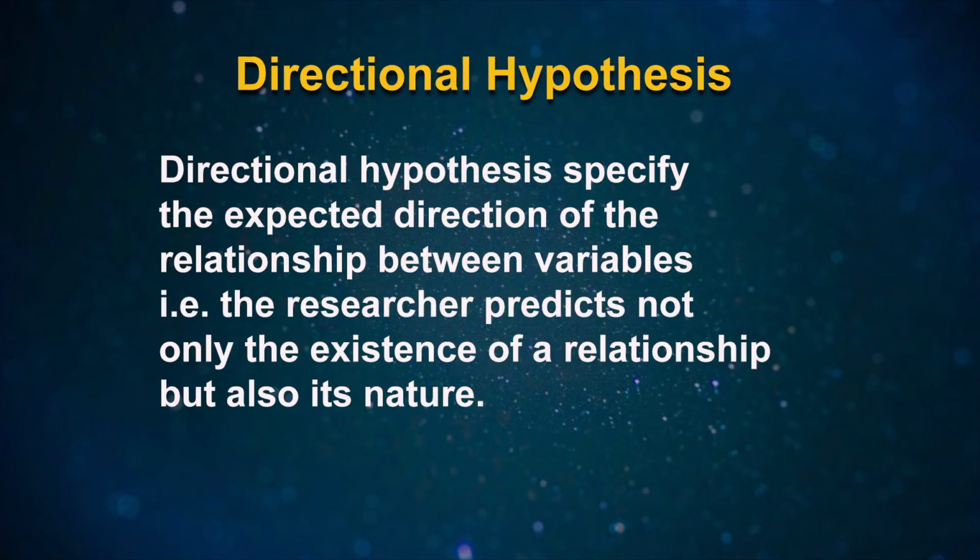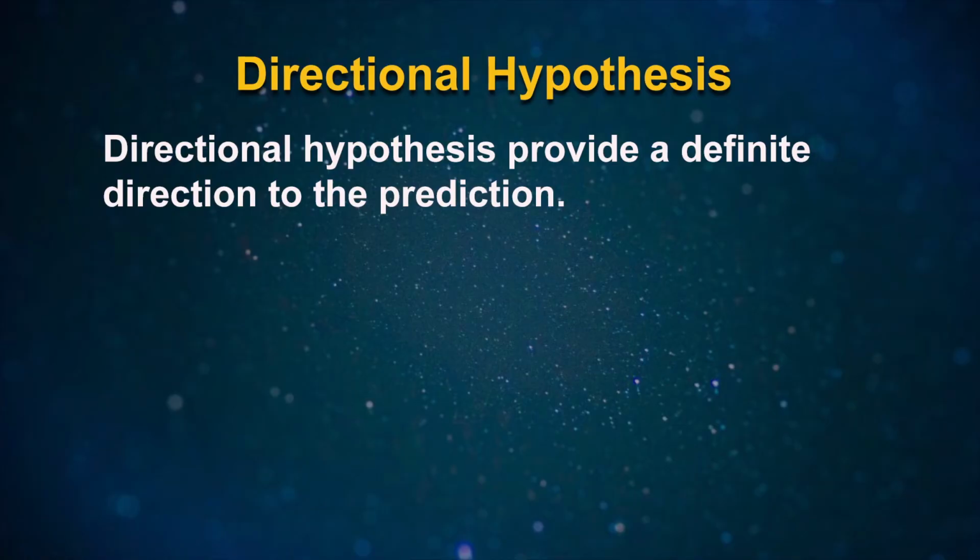Directional hypothesis. Directional hypothesis specify the expected direction of the relationship between variables. That is, the researcher predicts not only the existence of a relationship but also its nature. This type of hypothesis suggests the outcome the investigator expects at the end of the study. The investigator bases this hypothesis on the trends apparent from previous research on this topic. Directional hypotheses provide a definite direction to the prediction.